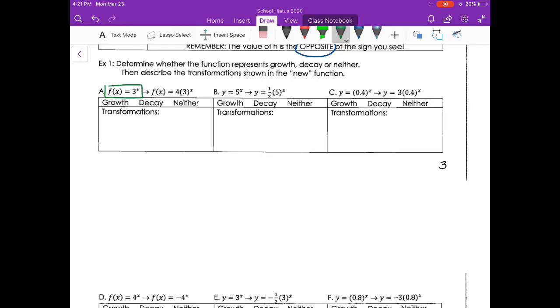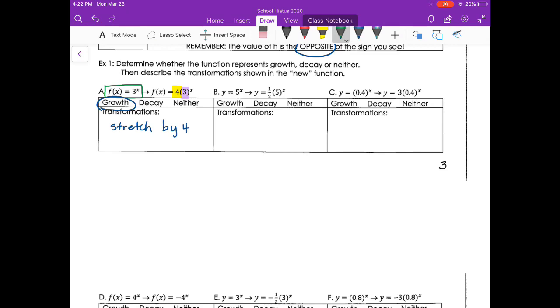Once again, let's practice identifying some transformations. F of x equals 3 to the x is being transformed to f of x equals 4 times 3 to the x. The base of our function is 3, and the leading coefficient is 4. Because the base is 3 and the value is greater than 1, this will represent a growth function, and the leading coefficient of 4, which is greater than 1, represents a stretch by 4.